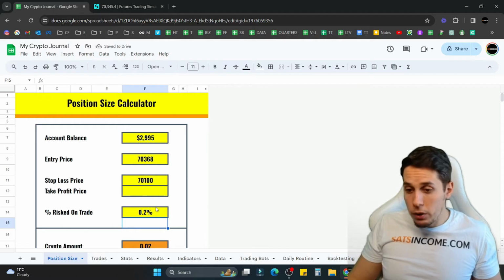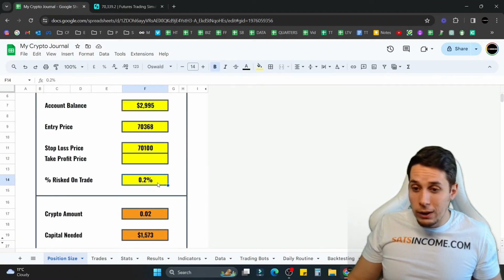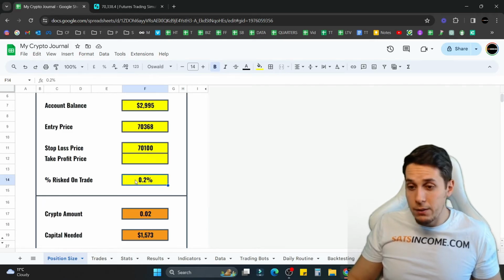So you can do something like 0.20. It really depends on your style, right? But you gotta lower the risk on these low time frames, where you are keeping trades for a few hours.